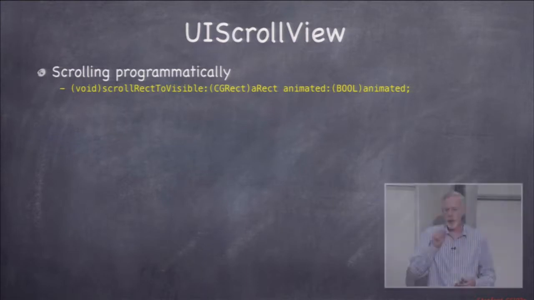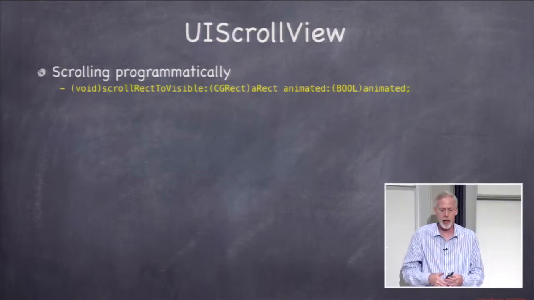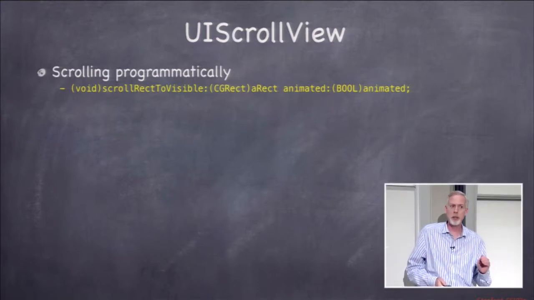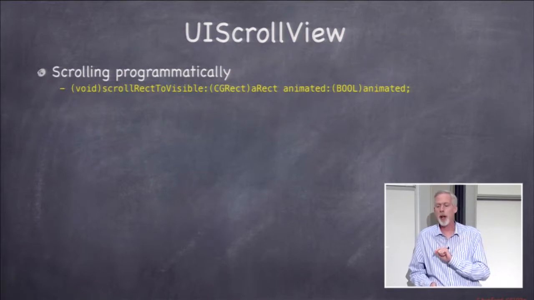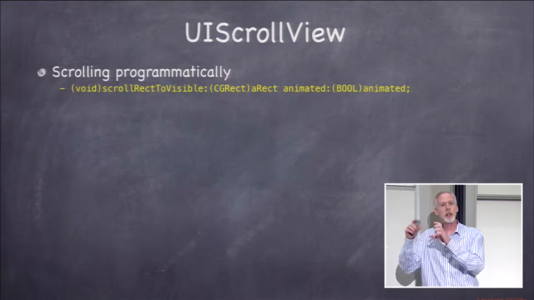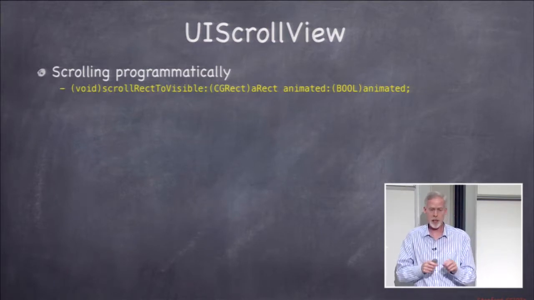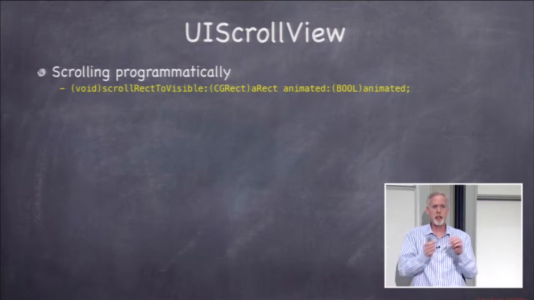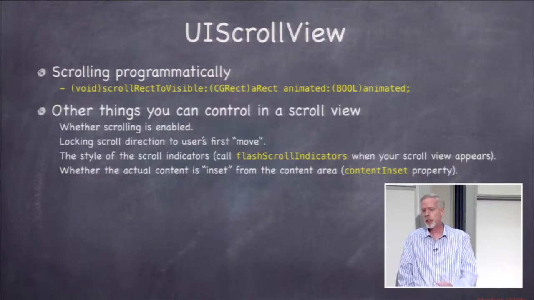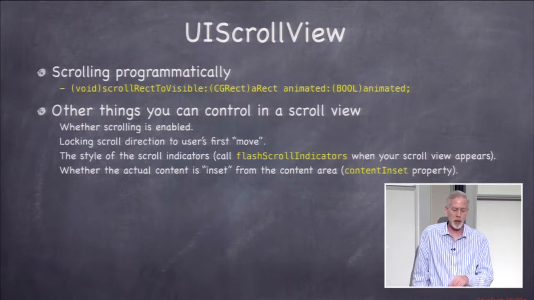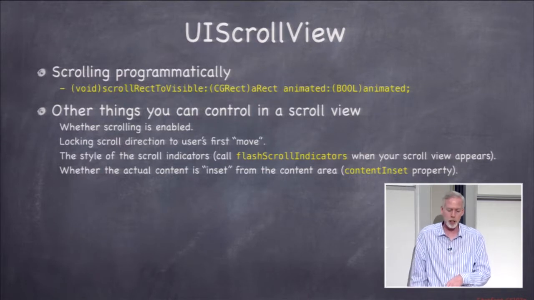Most of the scrolling around is the user with a touch gesture panning, but you can also scroll around using code. For example, scroll rect to visible. You specify a rectangle in the content area, and it will scroll that to make that rectangle visible. And you probably want it to be animated so it slides over instead of just jumps, right? And there's a ton of other things you can control in a scroll view, which we're not going to talk about just for time constraints, but you can go look at UIScrollView's documentation, things like whether scrolling is enabled at a given time, whether you can scroll horizontally or vertically or both.